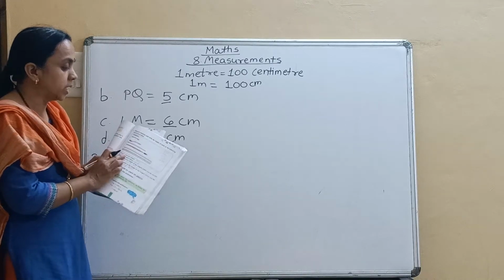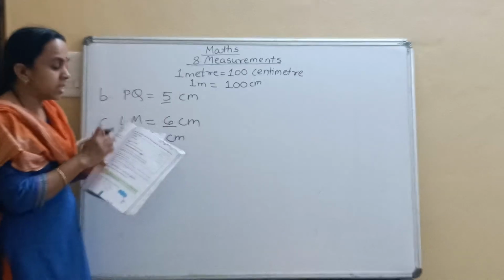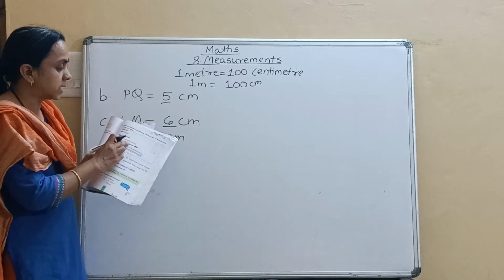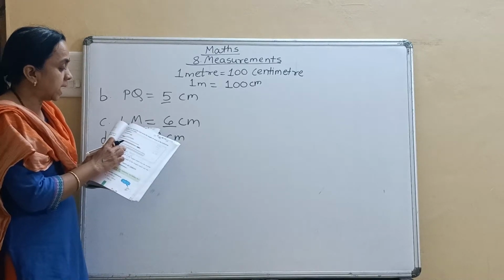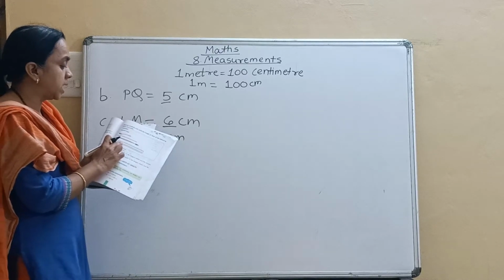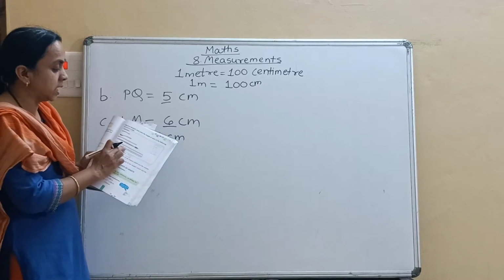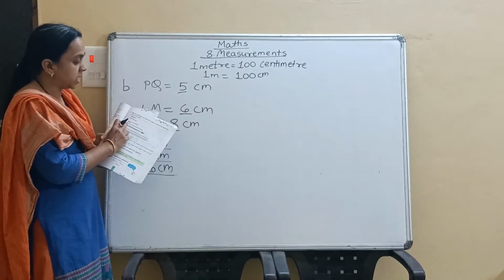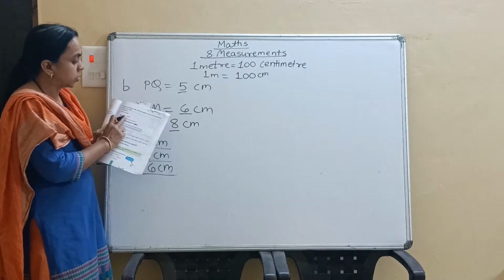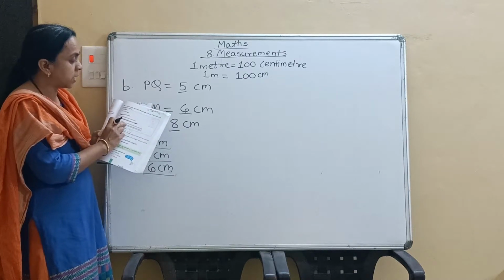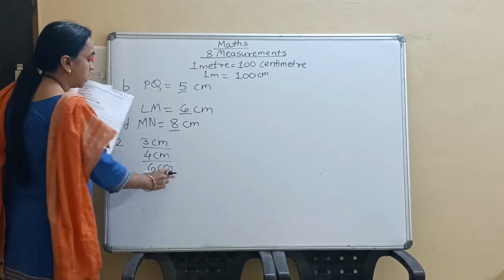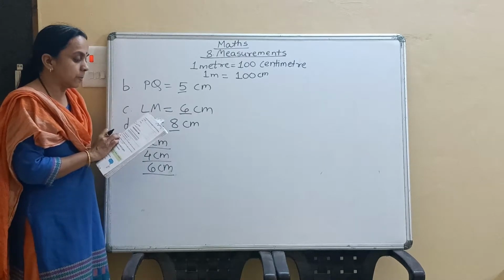Then one spoon is given. A steel spoon is there. What is the length of that spoon? That is 6 centimeter. The third picture is of a spoon. So this spoon measures about 6 centimeter. So right here 6 centimeter.